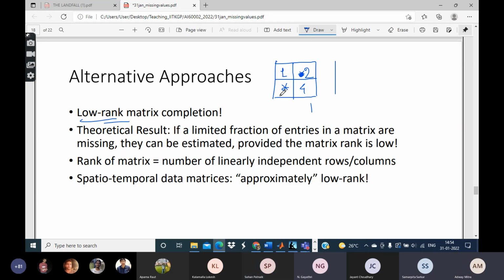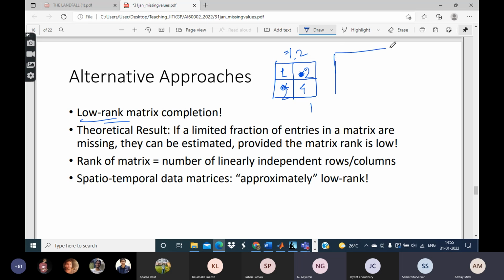2. And why so? Because the least rank possible is 1, and the second row should be a linear combination of the first. Correct. So if you know that the rank should be as low as possible, in this case, because it's a 2 cross 2 matrix, there are only two possibilities, either rank 1 or rank 2. If I say as low as possible, that only means rank 1, and rank 1 means this row is a linear combination of this. Here you can see the scaling factor is 2, so here also the scaling factor must be 2. So the answer is 2.